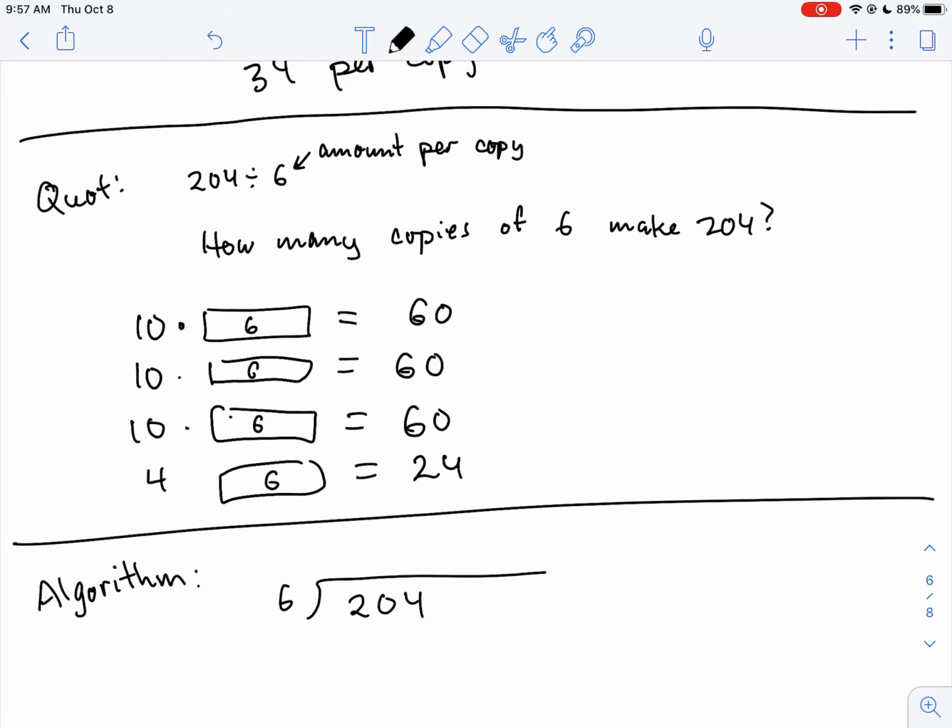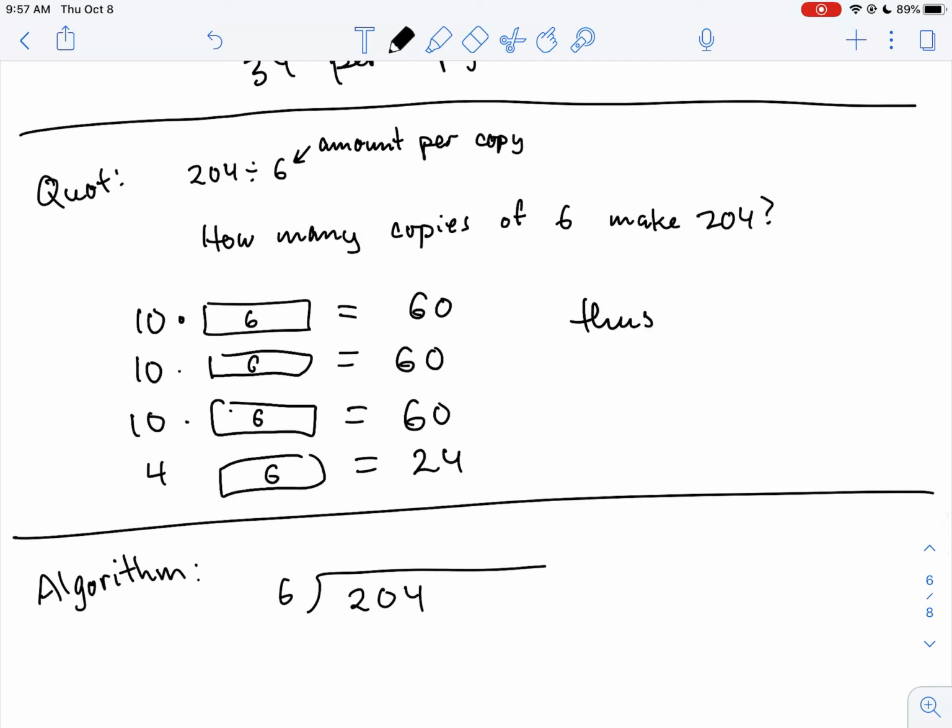And so then we have a total, I see, thus 34. Notice I'm putting the multipliers in front of the 6s, and maybe I don't need to put the 6s in boxes or anything, but we were trying to find the number of copies, and I did this piece by piece. I said, well, 10 copies of 6 make 60, and just repeated that until I got close to 204, and then said, okay, well, how many more copies of 6 do I need? And I was able to do this and determine that 34 copies of 6 will make 204.